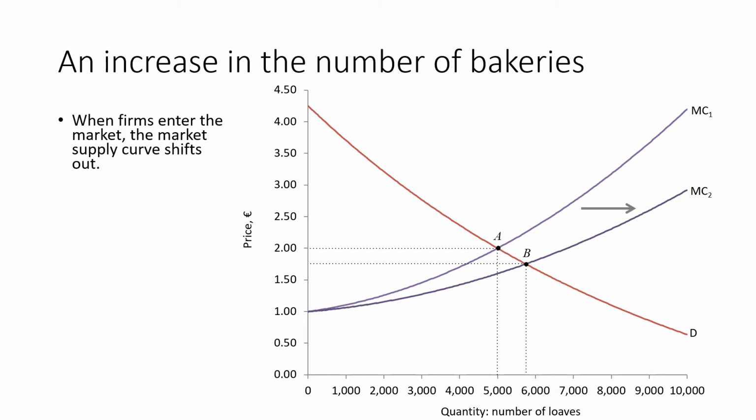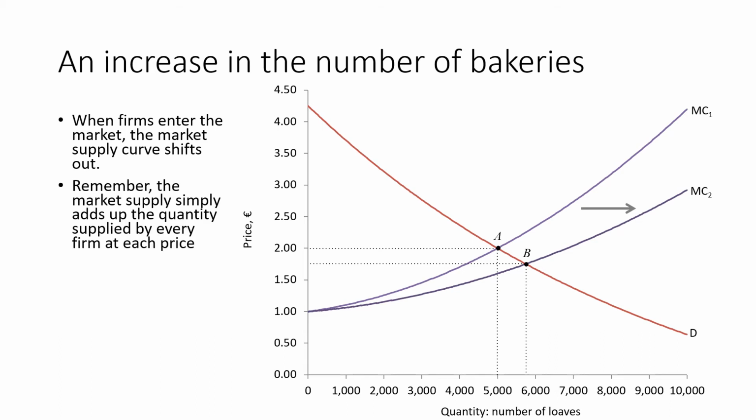When firms enter the market, that's going to shift out the supply curve. Remember that the market supply is simply the horizontal summation of every firm's supply for any given price. The way we found out that this is the market supply curve is we said, well, if the price were $2, one firm would produce 100 loaves, but 50 firms would then produce 5,000 loaves. And as we enter more and more firms, then at a price of $2, we're going to have more and more loaves produced because there are more and more firms producing 50 loaves each.